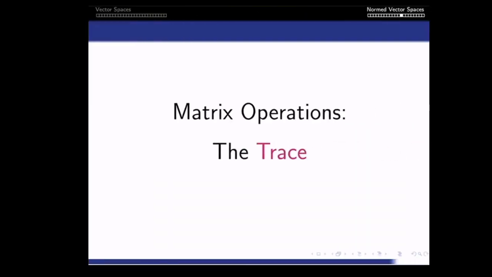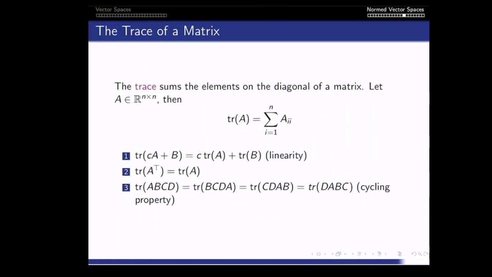Okay, let's have a look at another important matrix operation, the trace. So the trace sums all the elements on the diagonal of a matrix. So if we have here an arbitrary matrix, what the trace does is it just sums all the elements on the diagonal. So it's 3 plus 1 plus 2. This is equal to 6. Now, a very stupid definition in that sense, but it has very important applications and implications.